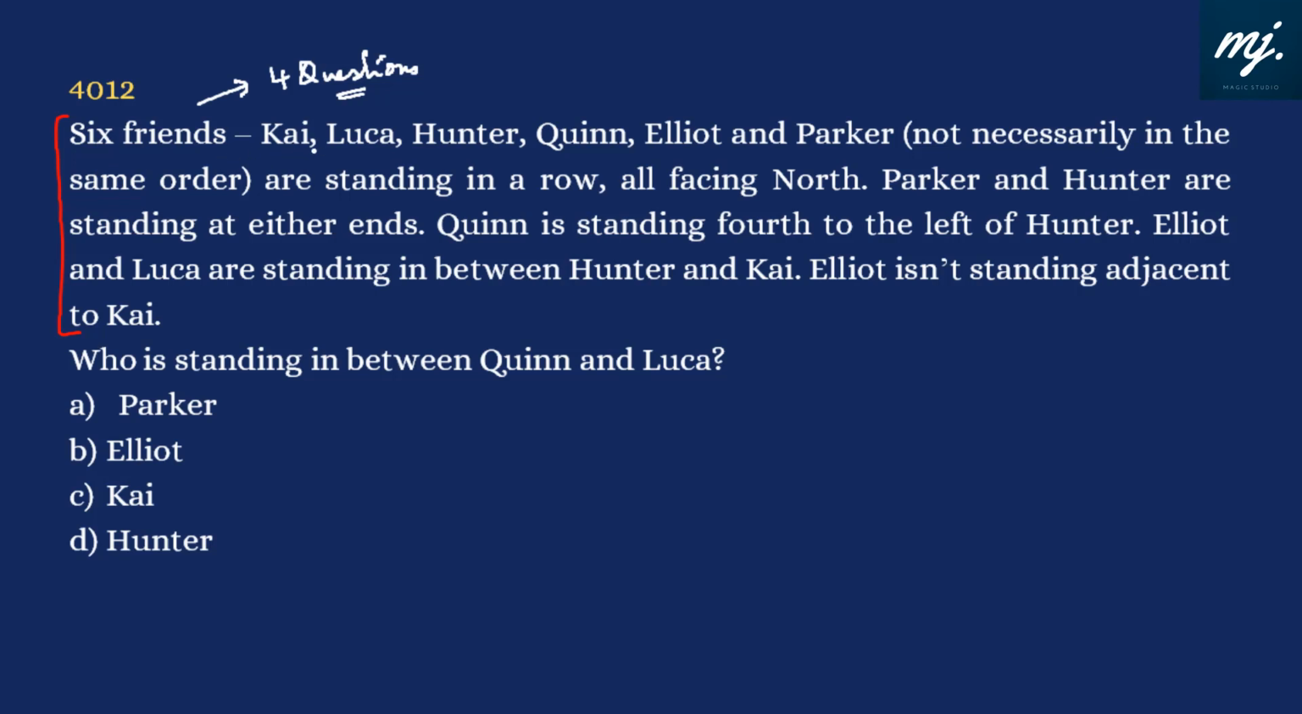6 friends, Kai, Luca, Hunter, Quinn, Elliot and Parker, not necessarily in the same order, are standing in a row, all facing north. Facing north means your left will become their left and your right will become their right. Parker and Hunter are standing at either ends. Let me start with Parker and we have Hunter, with 1, 2, 3, 4 people between P and H. It can also be Hunter and Parker like this. So let us explore both options.